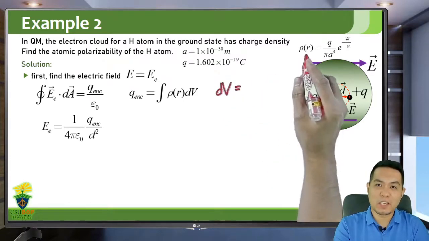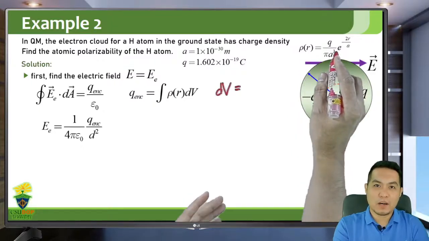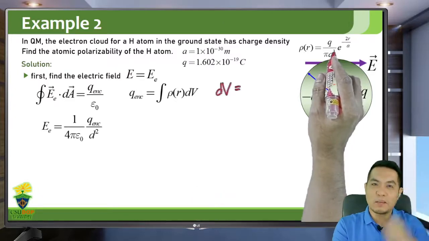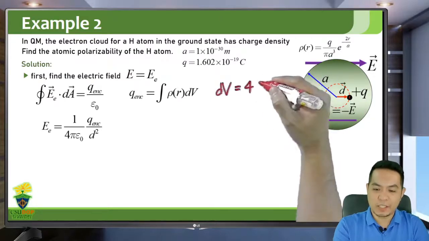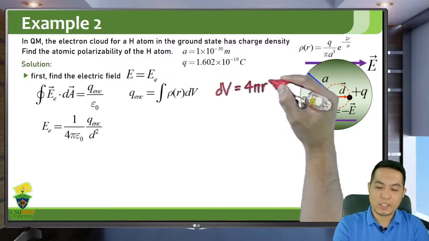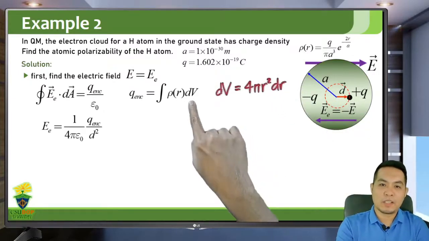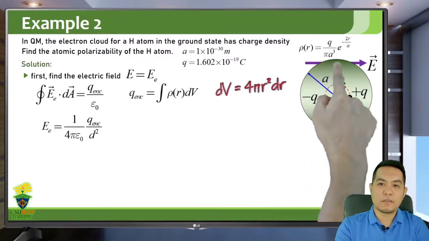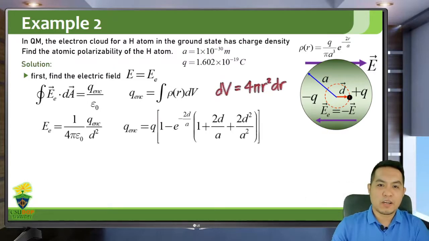But if you notice, our rho is only a function of r. So the part sine theta d theta d phi, when you integrate that, gives you 4 pi. So in simplicity, dV or d tau, the differential volume, is just 4 pi r squared dr. This is dV, and this is your rho given here. Then this will be the charge enclosed.